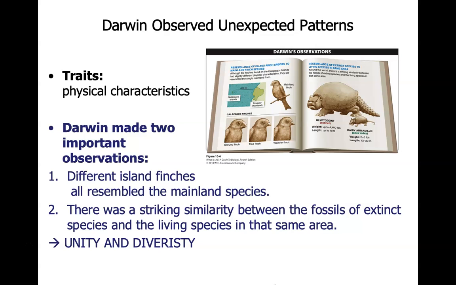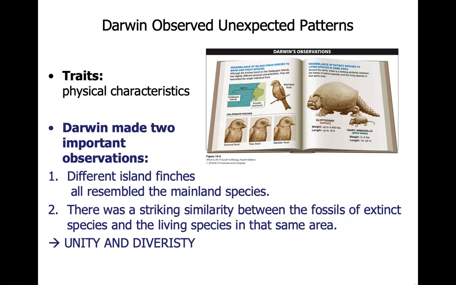So the other thing that Charles Darwin noted was that there was a similarity between the fossils of extinct species in a particular area and the living species in that same area. So for instance, he found giant fossils from a group called Glyptodonts. That's this guy over here. And he thought this guy looked very similar to armadillos. So they were much bigger, but they had very similar characteristics to armadillos that actually lived in the same area.